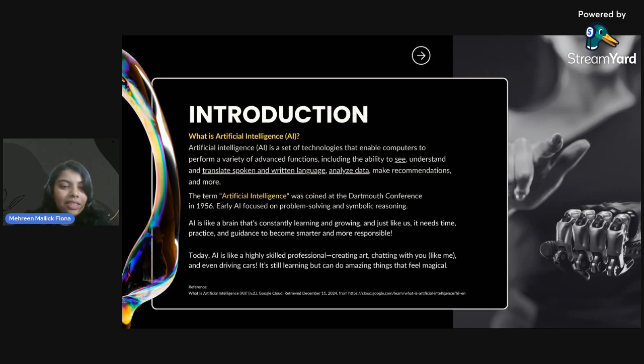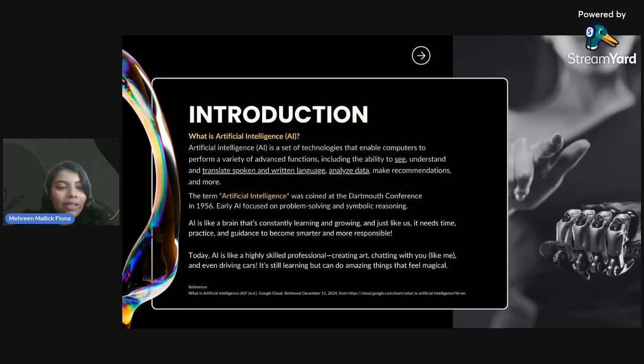So, as you can see, today AI is highly professional. They are chatting with us, like if I was a chatbot, then I would be talking to you just like me. They are even driving cars, as you can see. So Elon Musk is very cool. I know, we all know that. So we are seeing that AI can do pretty much cool things.